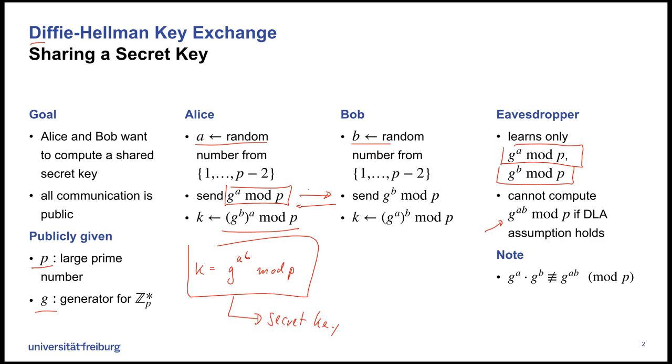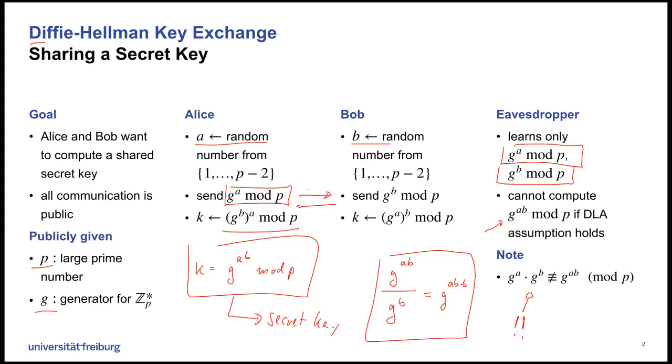So it's not possible to compute G to the AB. If you divide it by G to the B, you get G to the AB minus B, so that's not working. This is a very important observation: Diffie-Hellman key exchange is secure if the discrete logarithm assumption is true. If the eavesdropper can compute that, then the eavesdropper can reliably compute discrete logarithms.